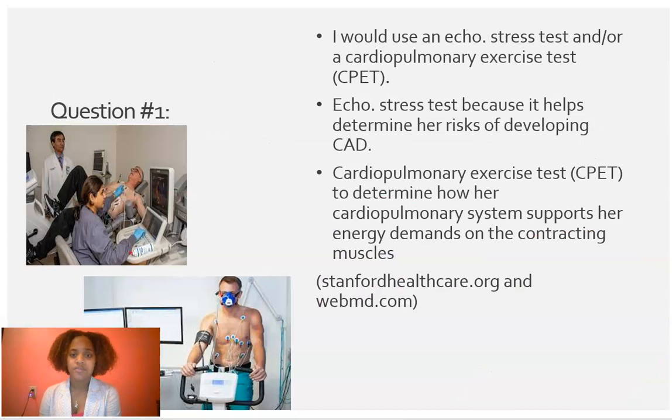Question 1 answer. I would use an echo stress test and/or a cardiopulmonary exercise test, CPET. An echo stress test because it helps determine her risk of developing coronary artery disease, and a cardiopulmonary exercise test to determine how her cardiopulmonary system supports her energy demands on the contracting muscles.